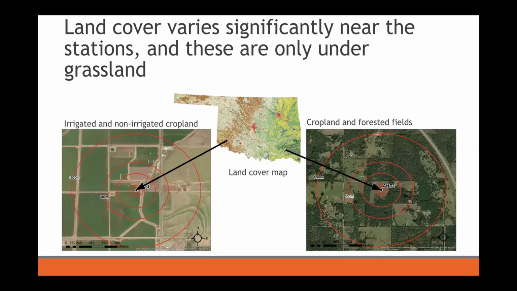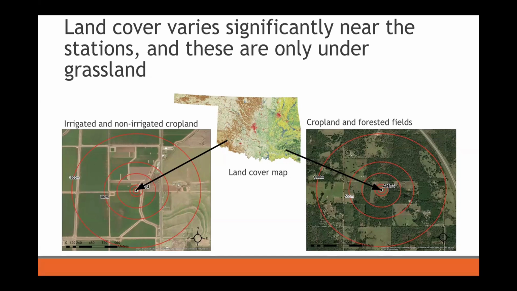And then the image on the right is the Antlers station in southeast Oklahoma, which is, I think, inside a pasture, but is surrounded by forest and some other kinds of cropland. So what I'm trying to say here is that, yes, there are Mesonet stations everywhere, but there's a lot of land cover that is not covered by this Mesonet.